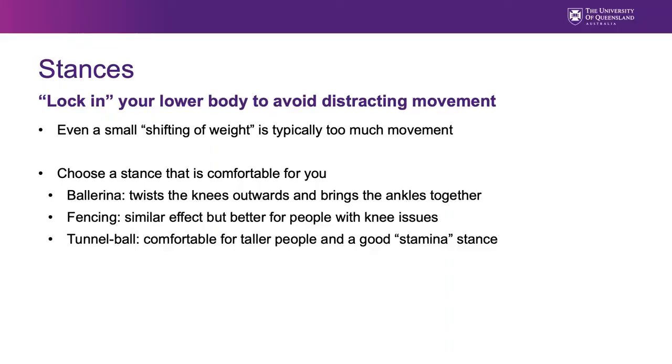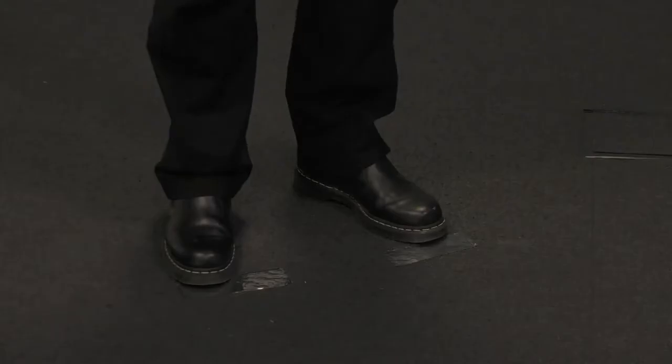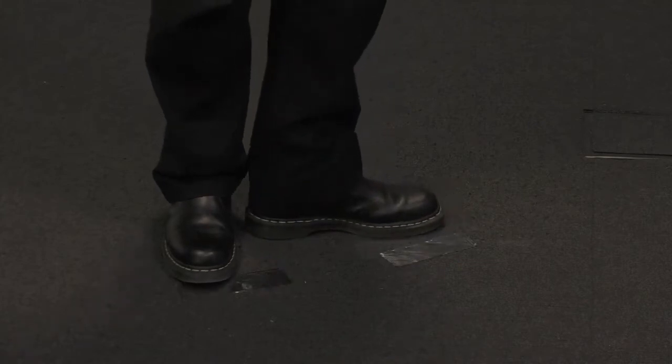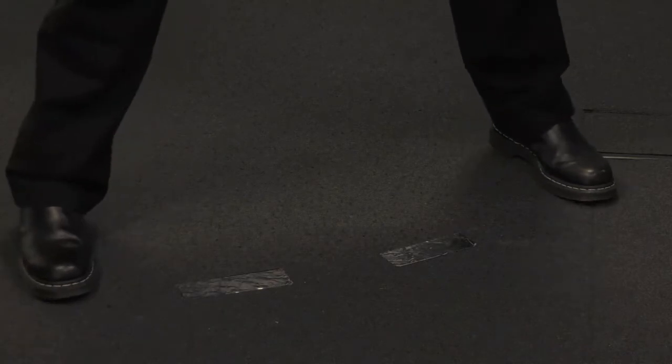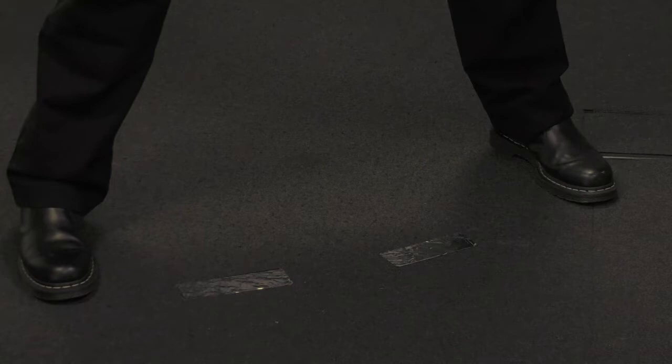In order to lock in your lower half, you might want to use one of our tried and true stances. All of these are simply designed to stop you from moving your feet while speaking. First, we have ballerina, where the feet make the shape of a T. Next, fencing. Last, tunnel ball, which is particularly popular with very tall people and is a comfortable stance for a long period as it requires little balance.